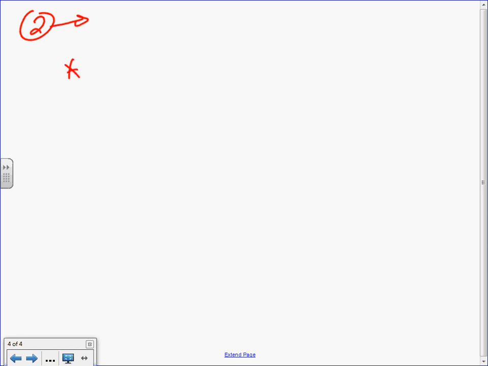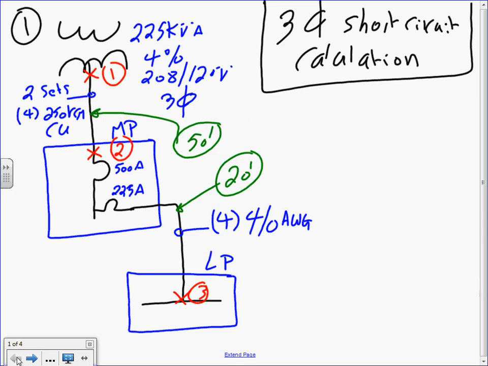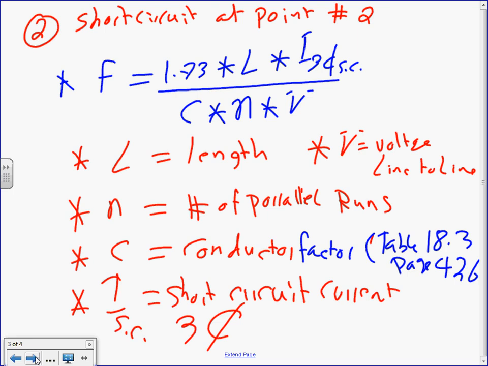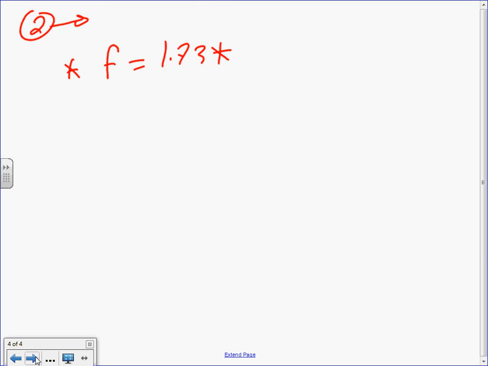I'm going to write F factor equal 1.73 times the length. What's the length for the run? 50 feet. So I have 50 feet of length, times what's the short circuit that we just came up with?